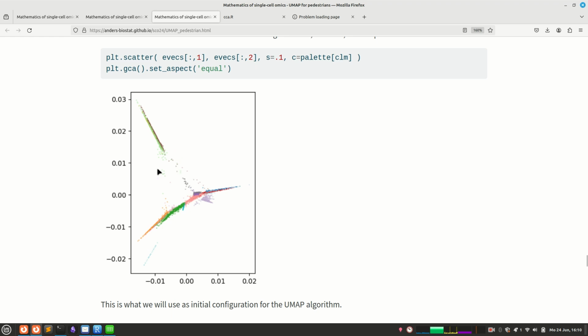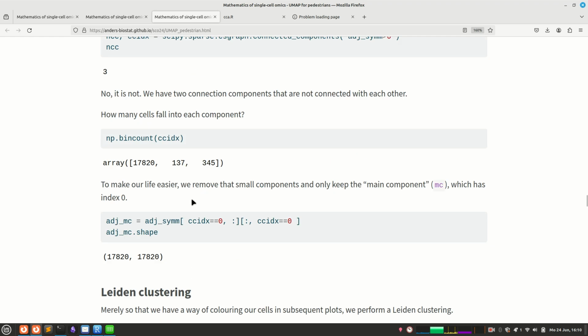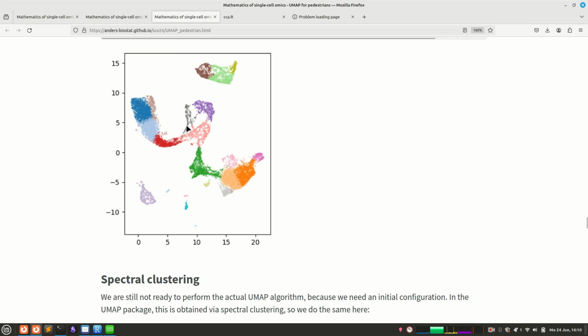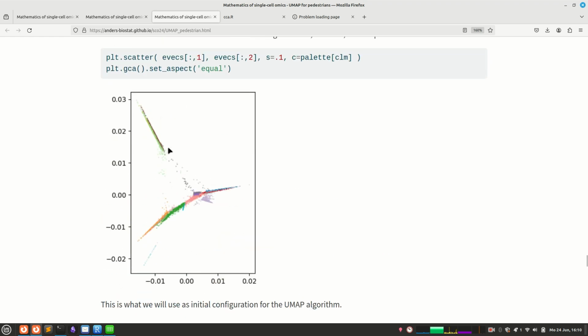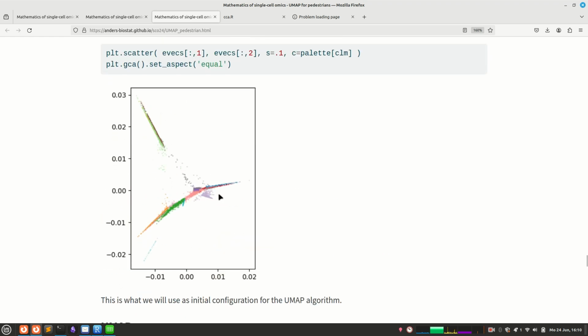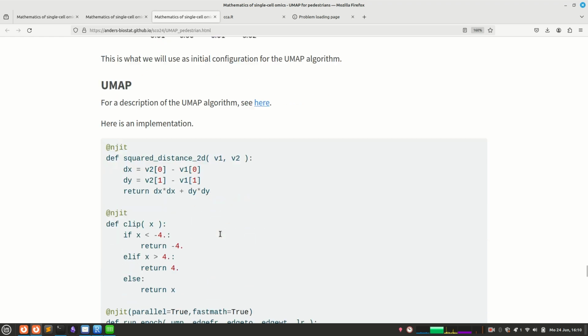For comparison, these colors here are the same colors as this one. So as you can see, you basically see the fundamental ideas of these arms. You already see them, but they are now put together. And that's what I then put into the UMAP algorithm.